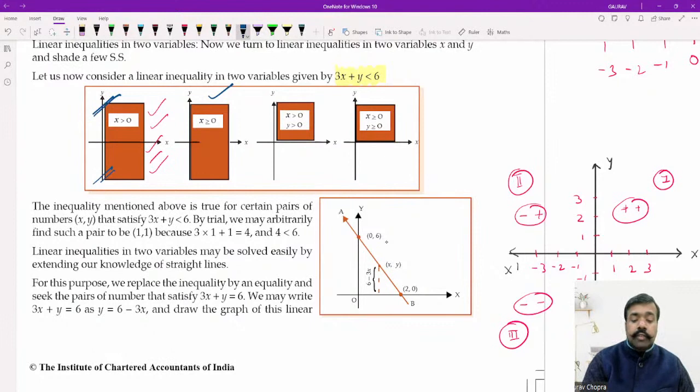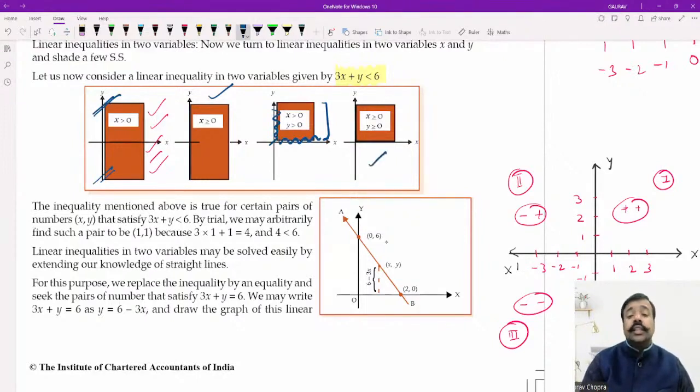In the third case, where x should be greater than 0 and y also should be greater than 0, we have to leave the margin on both sides. And this is the complete positive for x as well as for y. That is why we have to remain in this area.